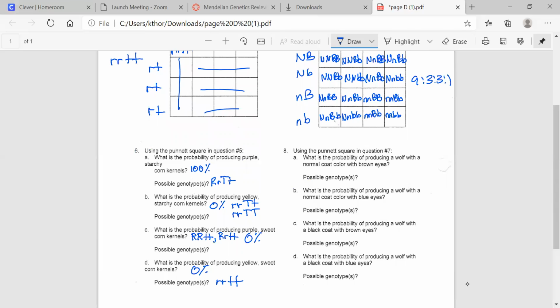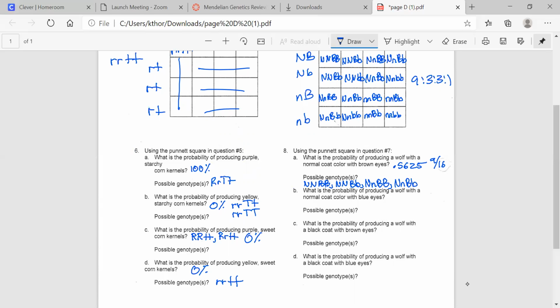Using the Punnett Square in question number 7, what is the probability of producing a wolf with a normal coat and brown eyes? So that's going to be both dominant traits. That is going to be 0.5625 or 9 out of 16. The possible genotypes are going to be homozygous dominant, homozygous dominant, homozygous dominant, heterozygous, heterozygous, homozygous dominant, and heterozygous, heterozygous.